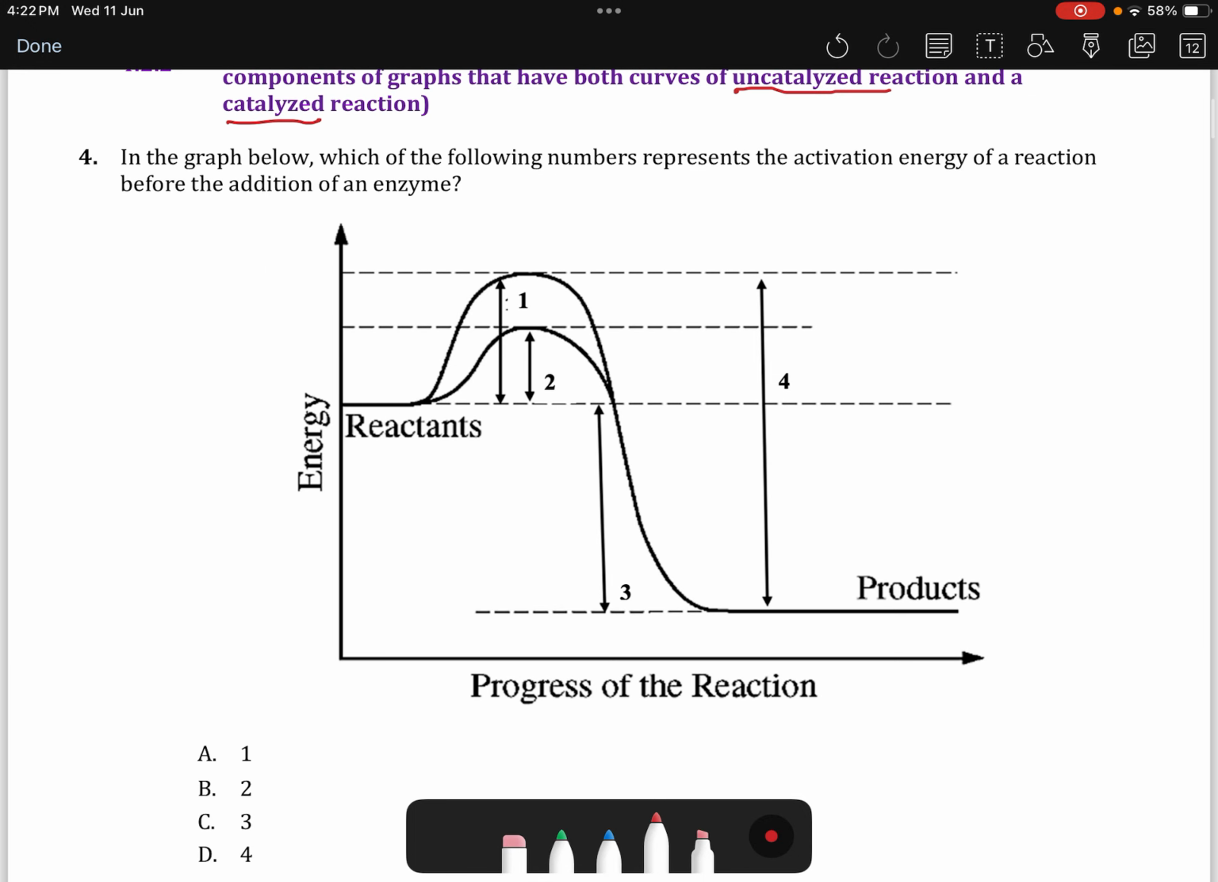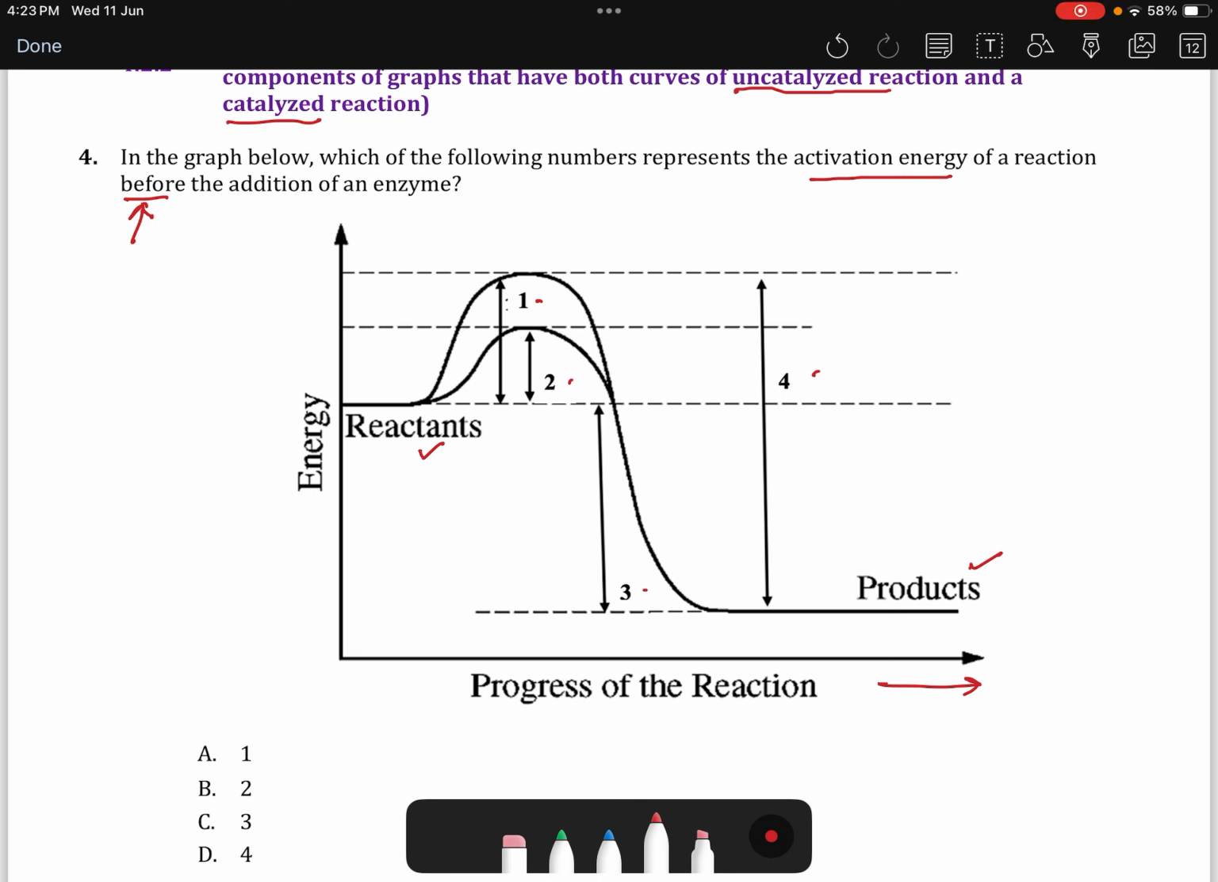In the graph, which of the following numbers represents the activation energy of a reaction before the addition of the enzyme? Be very careful here. This is the graph that shows the progression of the reaction going this side. You have the reactants and the products, and the reaction goes 1, 2, 3, and 4. Okay, so we need to see what these are.